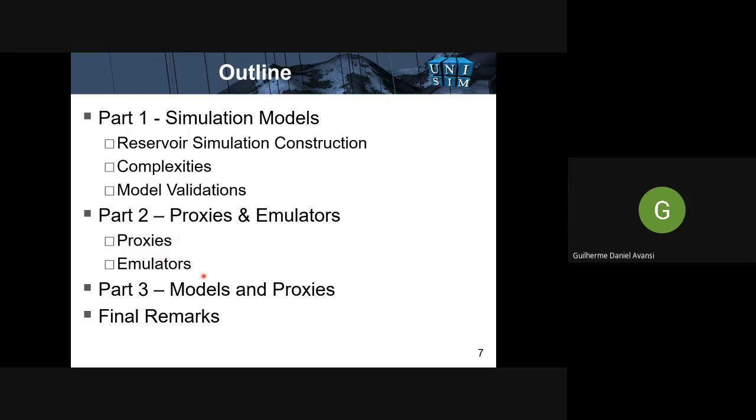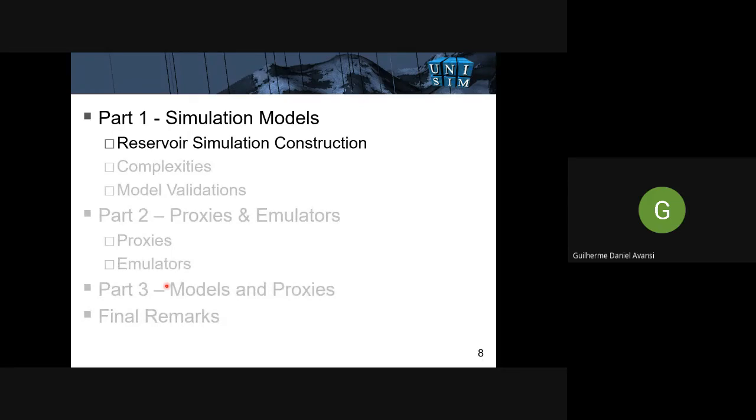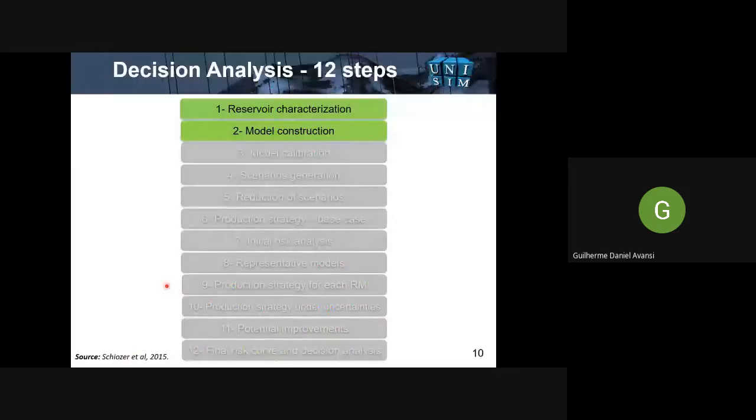Models means the different types of fidelity, etc. And the final remarks. So let's start talking about how we build these reservoir simulation models. So this is the next step. Manuel also presented last class about reservoir characterization. Now we'll go to the next step, that is the model construction.